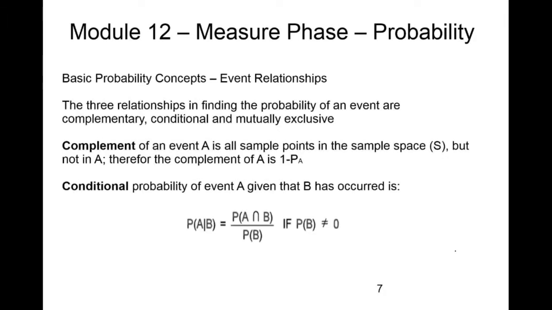Event relationships. There are three relationships in finding the probability of an event. They are complementary, conditional, and mutually exclusive. Complementary: the complement of event A is all sample points in the sample space but not in A. Therefore, the complement of A is 1 minus P(A). So the conditional probability of event A, given that B has occurred, is, and there's a formula for that.